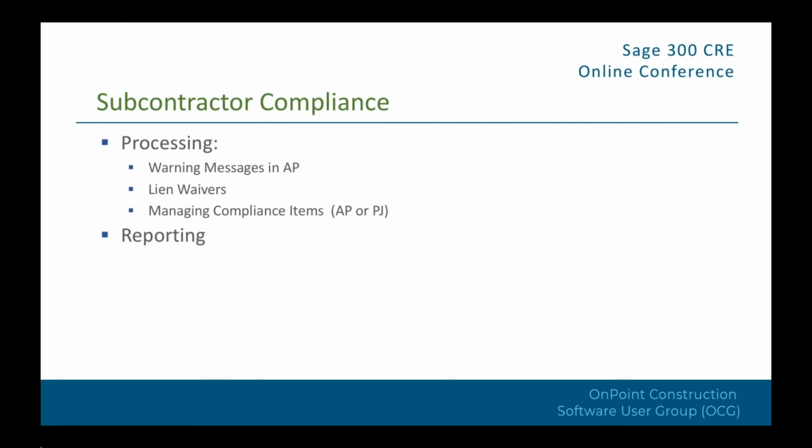Then under processing, I'll show you some of the warning messages that you can get in accounts payable when somebody is out of compliance. Then we have the lien waivers, and then managing compliance items from accounts payable or PJ, and then some of the different reports for the compliance.